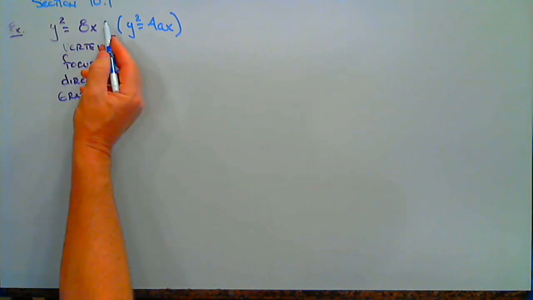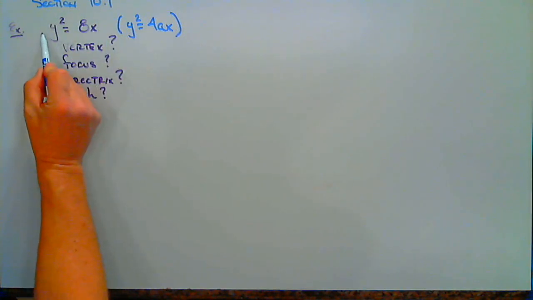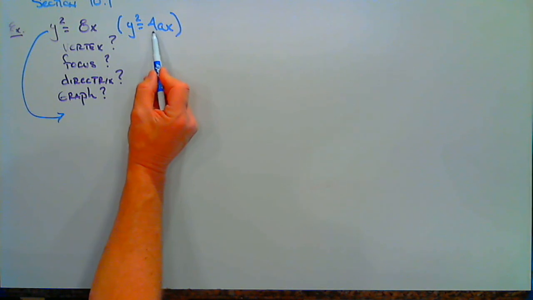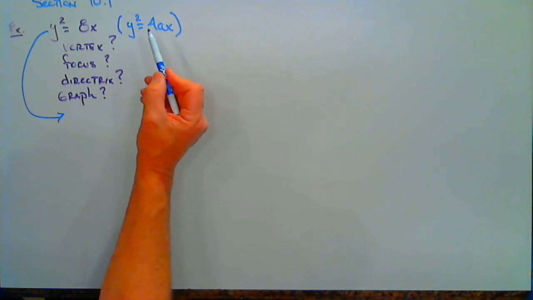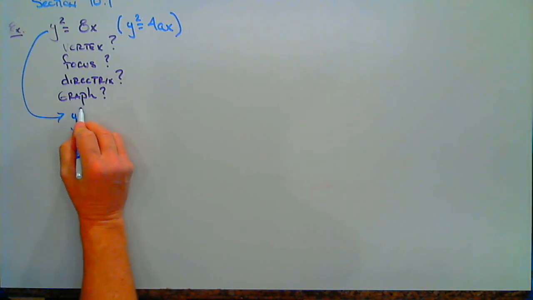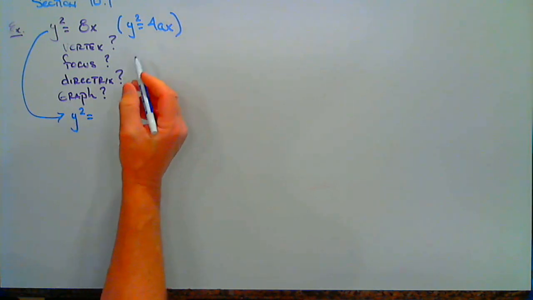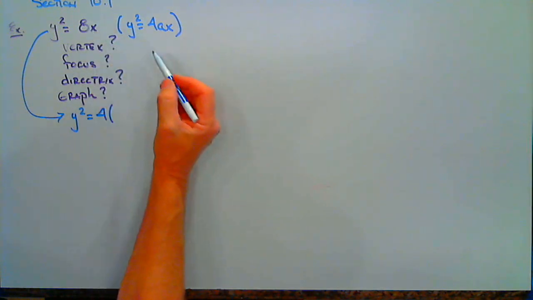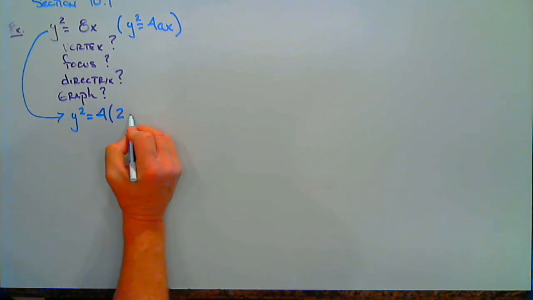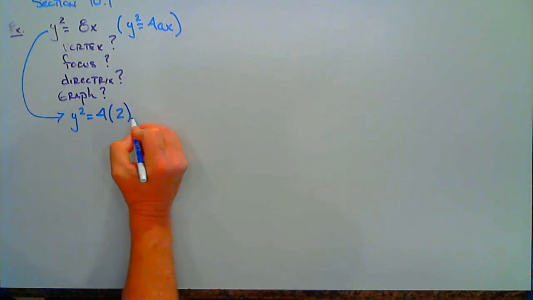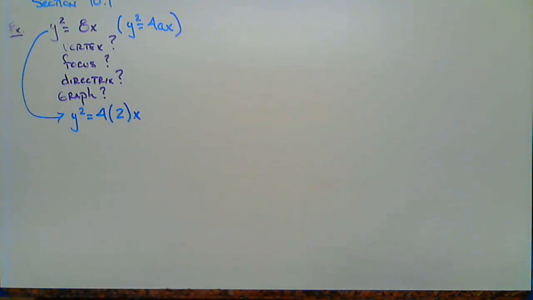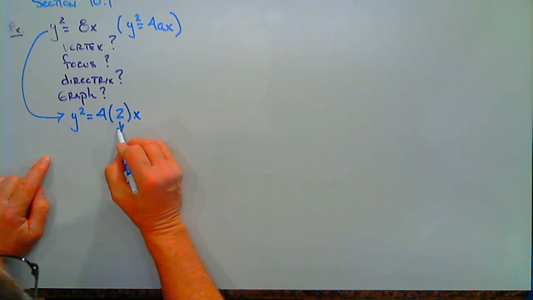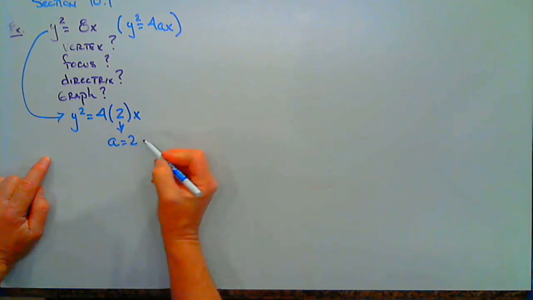So what does this problem transform itself into? We want to make it look like this. We need a 4. Our formula says I have to have a 4. So I'm going to rewrite this as y squared equals, I need a 4, and then what's 8? 8 is 4 times 2. So I'm going to have 2, and then I'm going to have my x. And because I've written it in this form right here, I now know a equals 2.